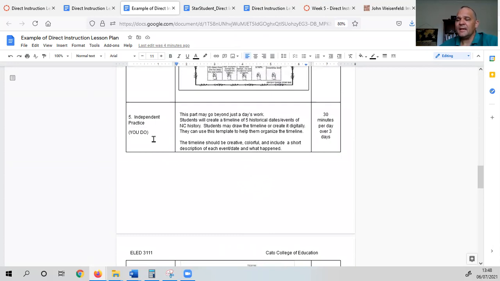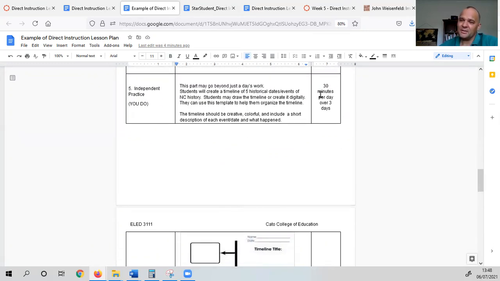All right, and then the independent practice, this is the you do, right? This is what the kids will be doing independently. And I put a little note here that this could take longer than 1 day. This is probably a full week, almost a full week lesson, which is just fine. So I just said this would be about 30 minutes a day over 3 days.